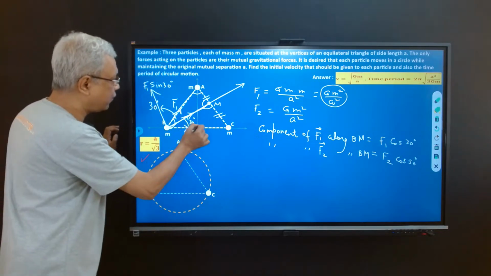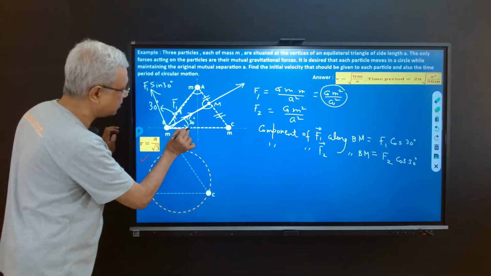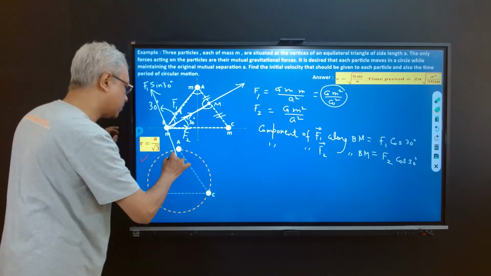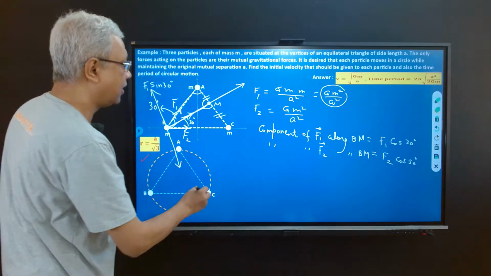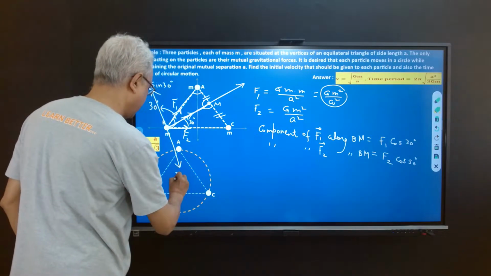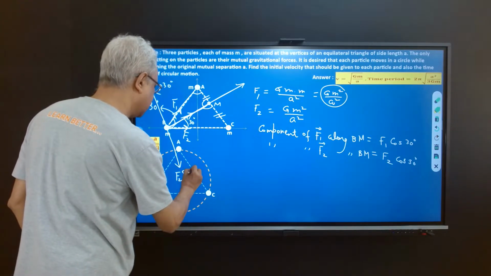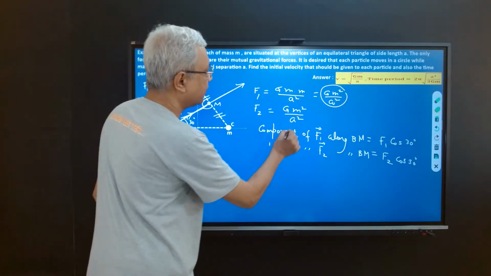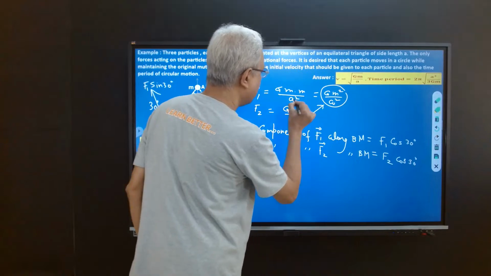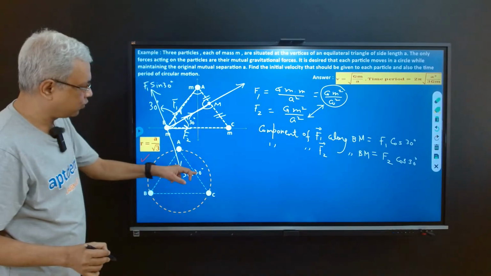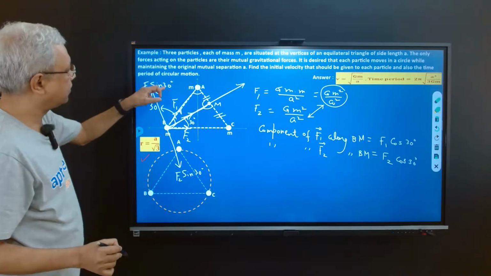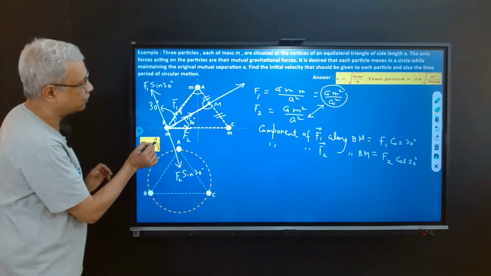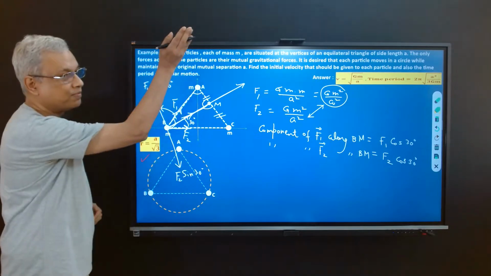And similarly F2, which is in this direction, has two components. One is along this direction, another is perpendicular to this direction, and that is F2 sin 30 degrees. But see, the magnitudes of F1 and F2 are both the same. Therefore, F2 sin 30 and F1 sin 30 cancel each other. So the net gravitational force acts along BM.